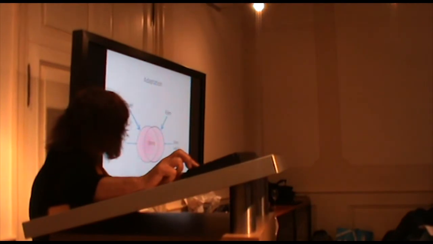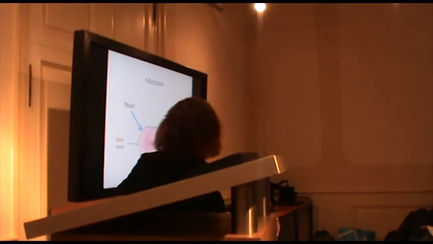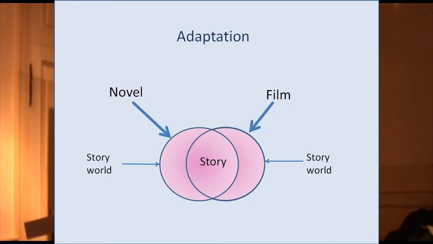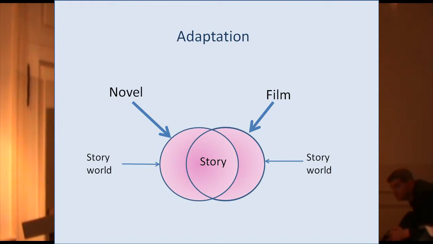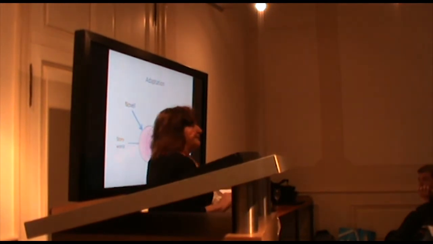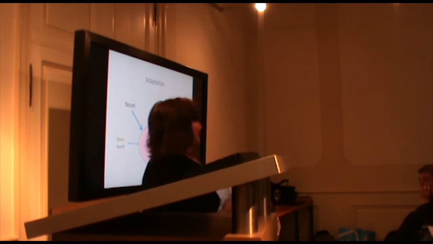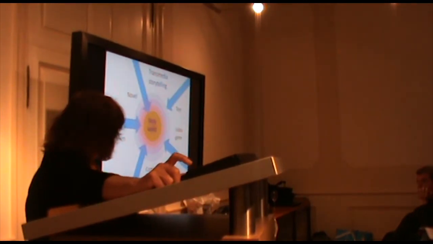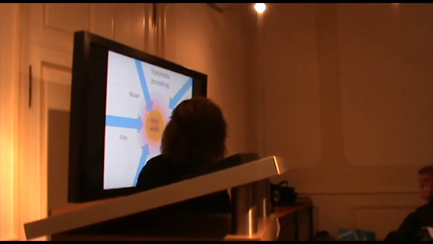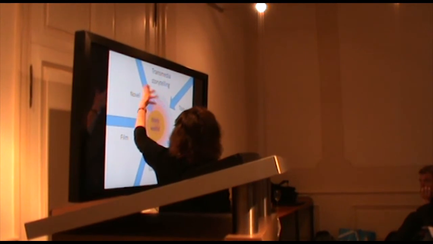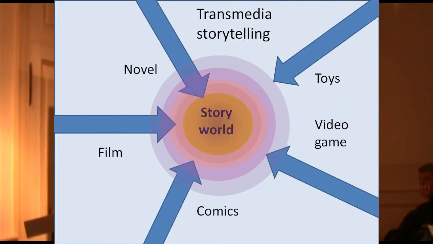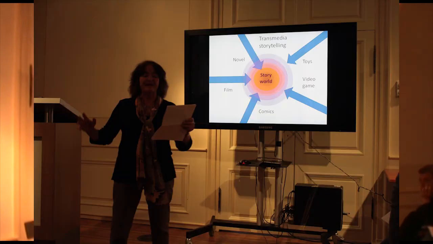So this is how Jenkins conceives adaptation. You have a story that hopefully both the novel and the film will transmit, but because novel and film have different affordances, they cannot really convey exactly the same sum of meanings, so that the story world will be different, but the story is only part of the story world. And this is how Jenkins conceives transmedia storytelling. You have a story world that may be generated by a novel, a written work, and each additional work, be it comics, film, video games, or toys, adds another layer to this world. So we think that adaptation does not do that.